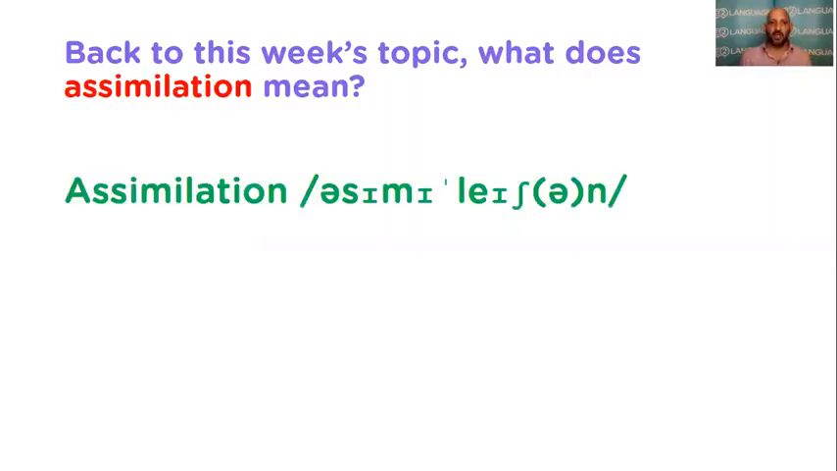So there's the word assimilation. Notice in brackets you've got the schwa, that unvoiced common sound in the penultimate phoneme, and the first phoneme is also a schwa.